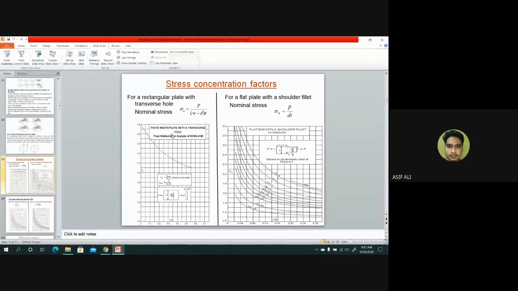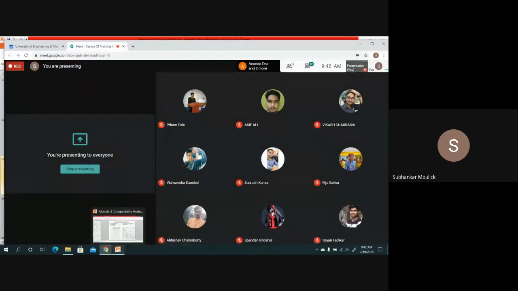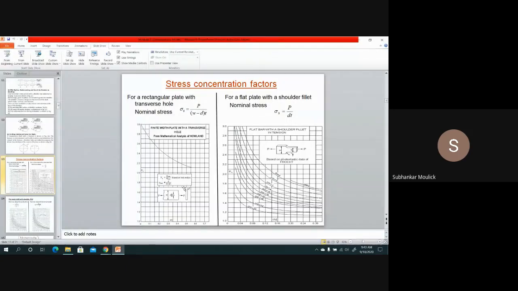Sir, left diagram. Left diagram, because in the problem it is very much clear that there is a rectangular plate with a hole drilled. Since three holes are drilled in the given problem, we will take one hole at a time and get the value of Kt. Fine. In this problem, the diameter D is nothing but A. So the equation is P divided by (W minus A) into H. H is the thickness of the plate. In my problem, the thickness of the plate H is T and A is nothing but D.